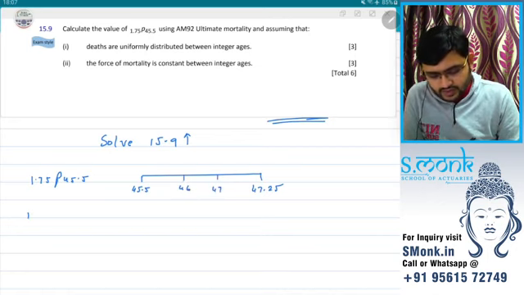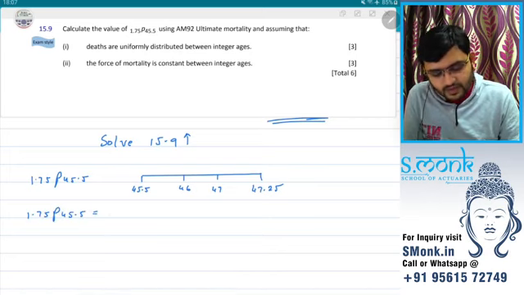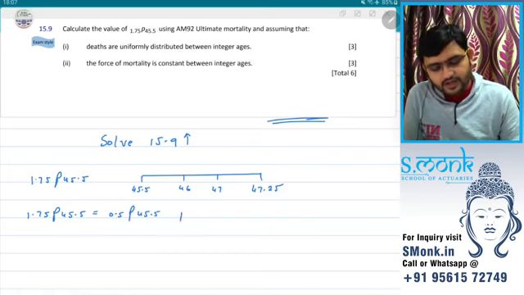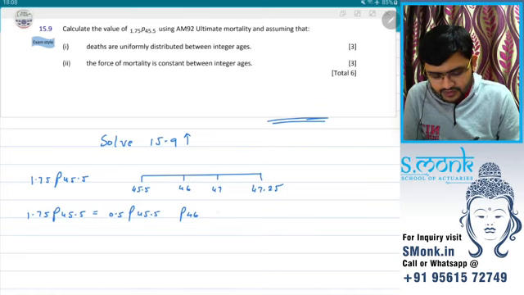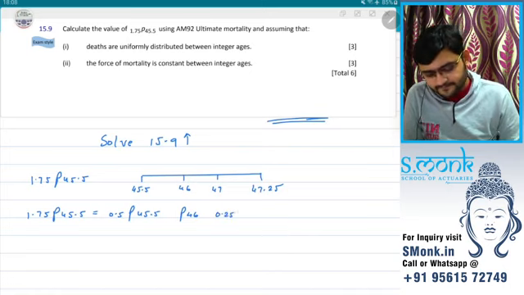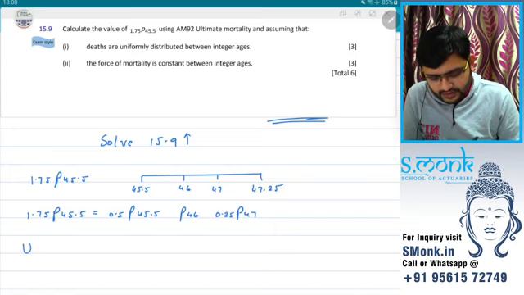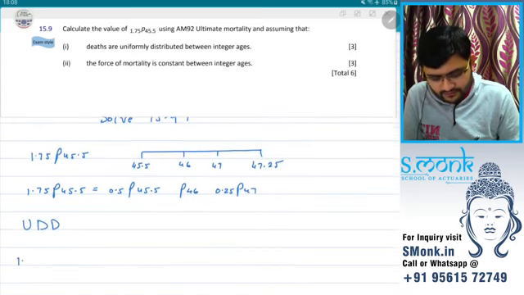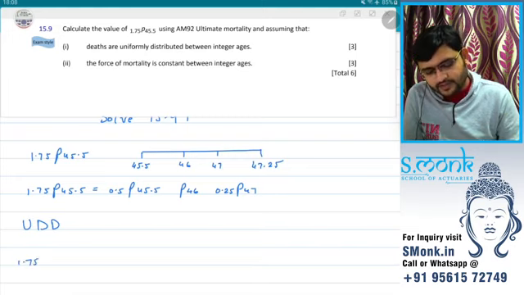So this 1.75 p 45.5, first we'll write it as 0.5 p 45.5, and then from 46 to 47 we'll just have p 46, and then from 47 we have 0.25 p 47. Now we'll use uniform distribution of depth, UDD. Under UDD, 1.75 p 45.5 will just become this.